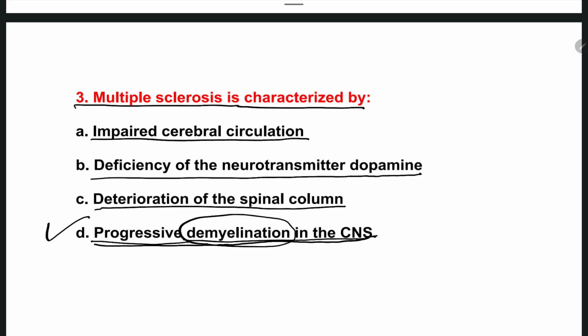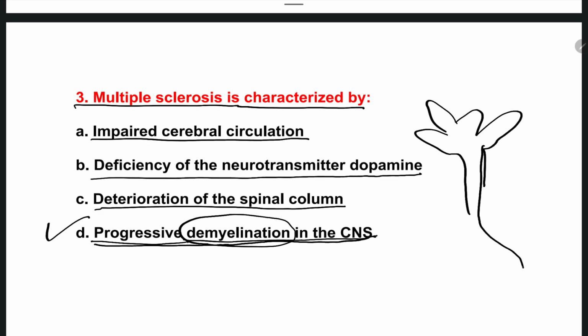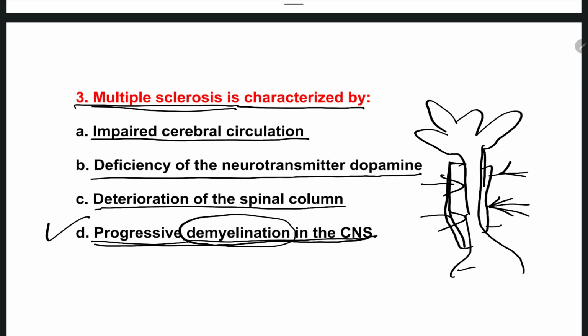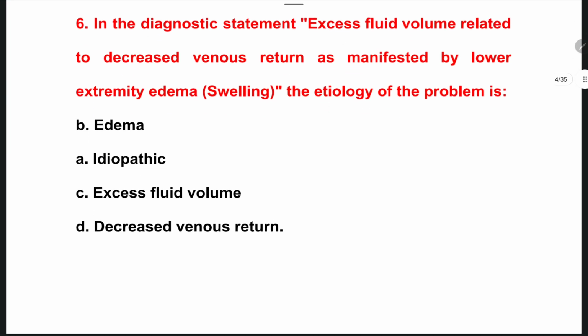So demyelination is nothing but, just think it is a neuron. The neuron is covered by the myelin sheath. In this condition, multiple sclerosis, there is a progressive degeneration, otherwise demyelination is nothing but decreasing of cells in the myelin sheath, that is demyelination. So the progressive demyelination seen in the central nervous system is from multiple sclerosis. It is a characteristic of multiple sclerosis.